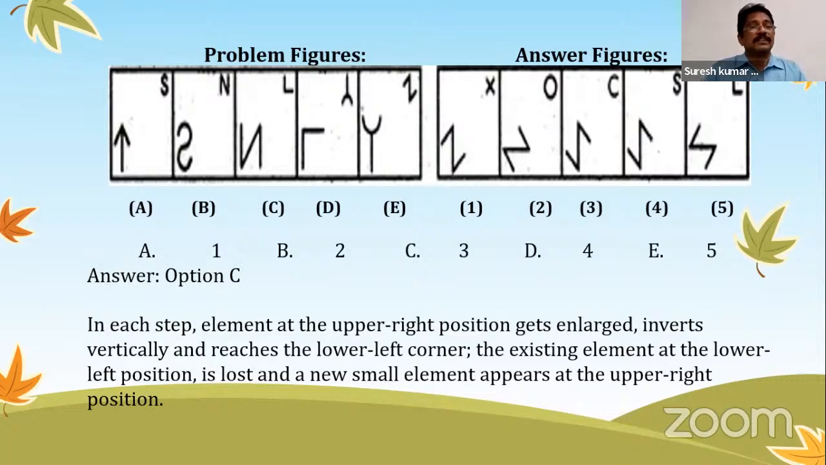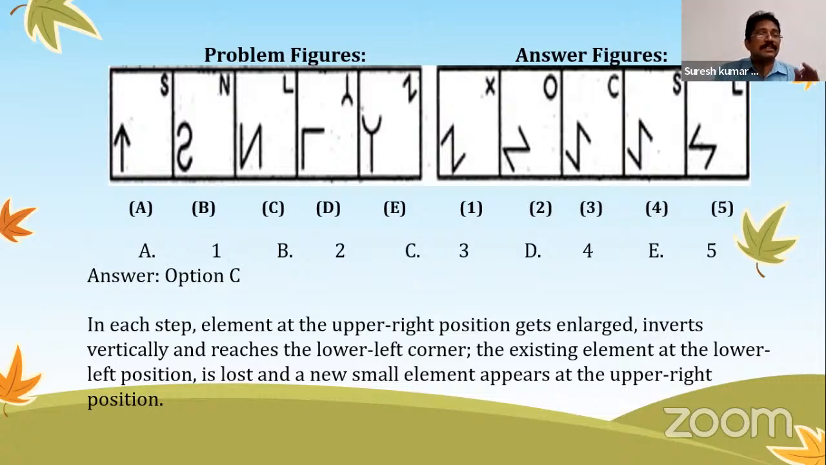Means here they are in one series, one order. So among the answer figures, which comes as the next one? So A, B, C, D, E is given, so which one comes as the next one? Means after E, which comes next? This is very, very, very important. So now we will see these problem figures and answer figures.